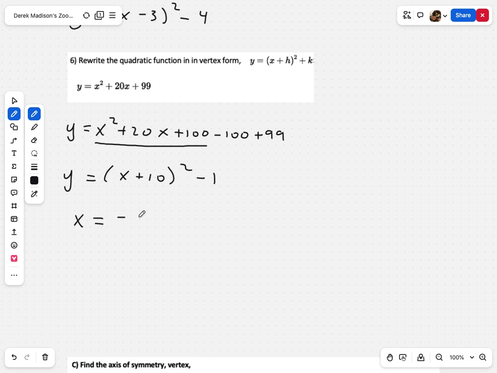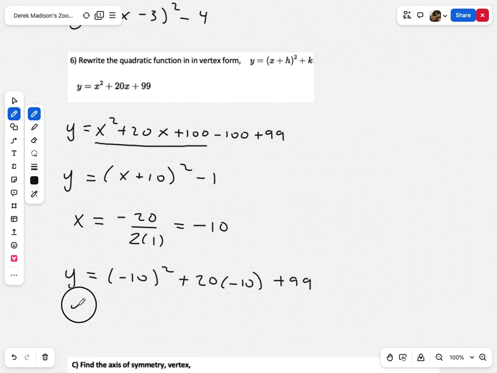So if we do vertex form, this is going to go negative 20 over 2 times 1. Negative 20 divided by 2 is negative 10, so there's that same 10 that I got right there. And then the y on that is going to equal this evaluated at negative 10, which is the part that I find annoying, and that's why I prefer to just complete the square when I can. Plus 99. So that is 100 minus 200 plus 99, which is 199 minus 200, and then there's the exact same negative 1 that I got from completing the square.